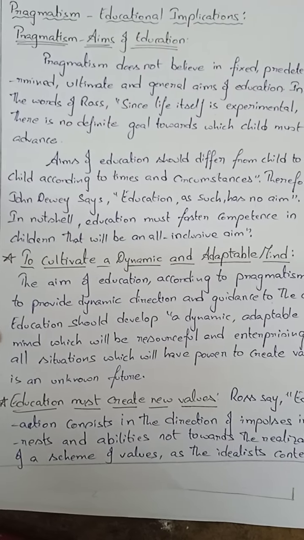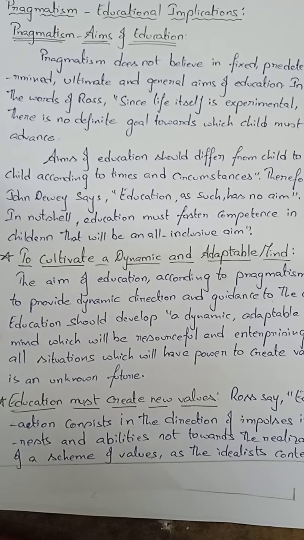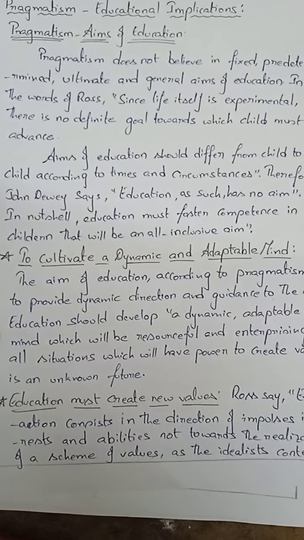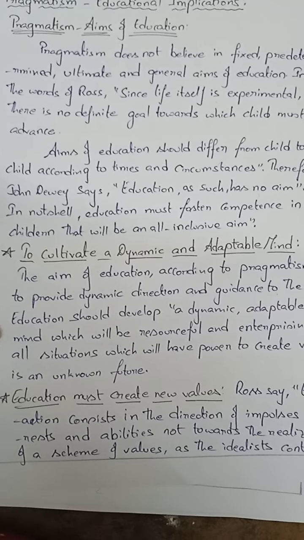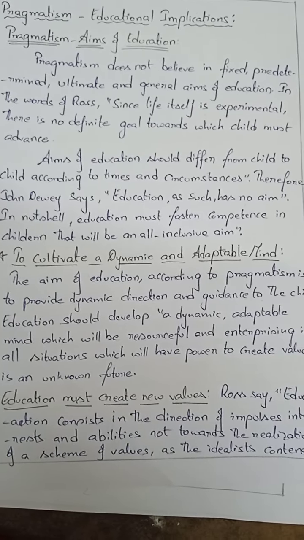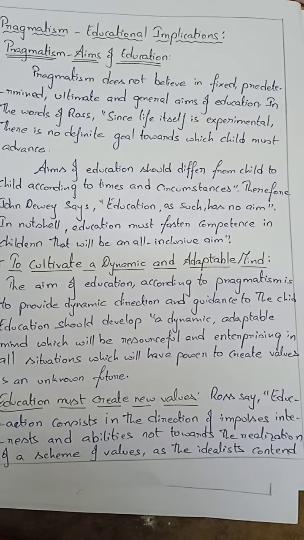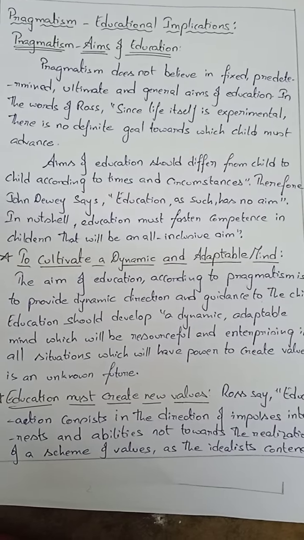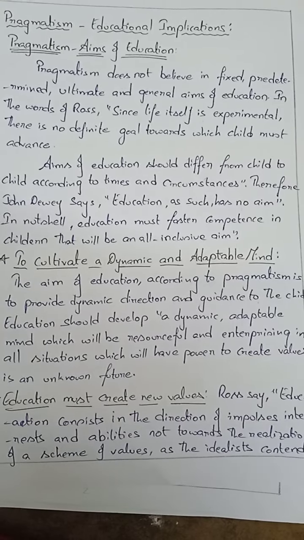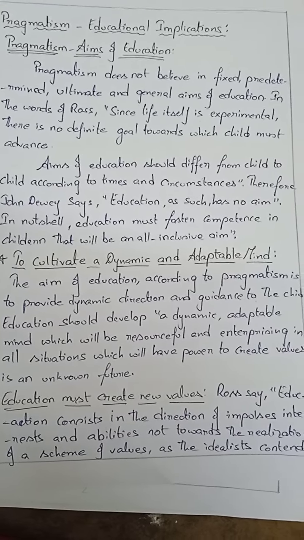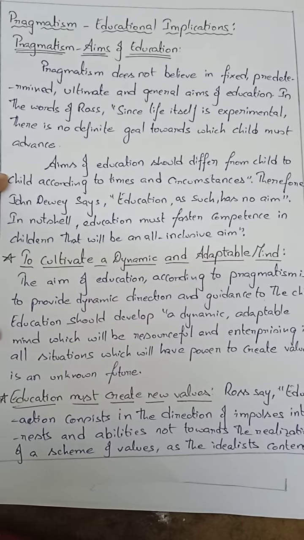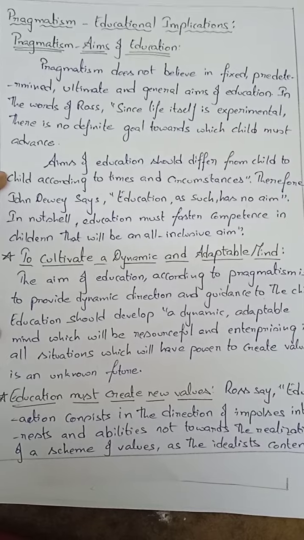In a nutshell, education must foster competence in the child, which will be an all-inclusive aim to cultivate a dynamic and adaptable mind. The aim of education, according to pragmatism, is to provide dynamic direction and guidance to the child. Education should develop a dynamic, adaptable mind which will be resourceful and enterprising in all situations, which will have the power to create values for an unknown future. Education must create new values.